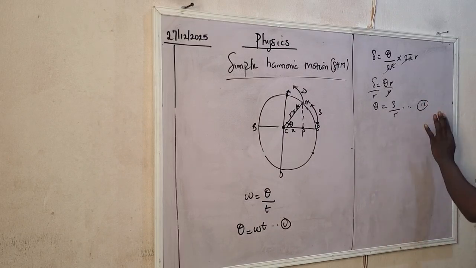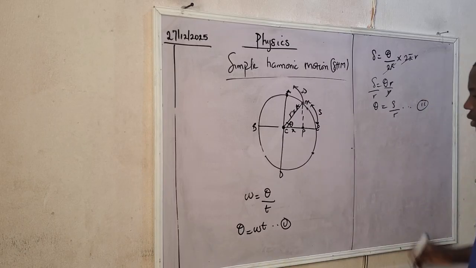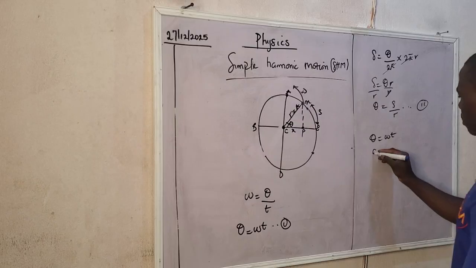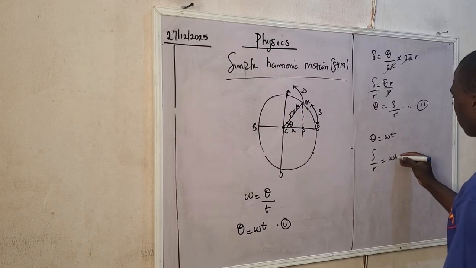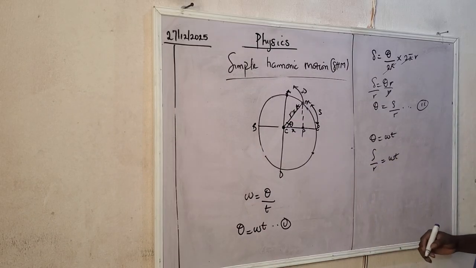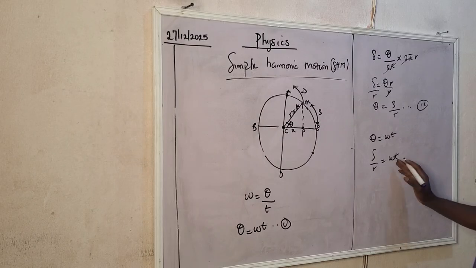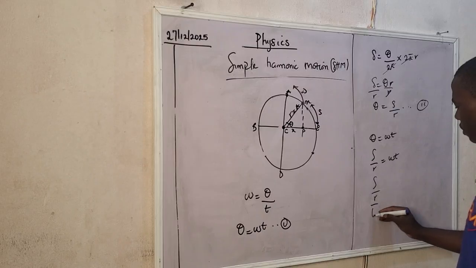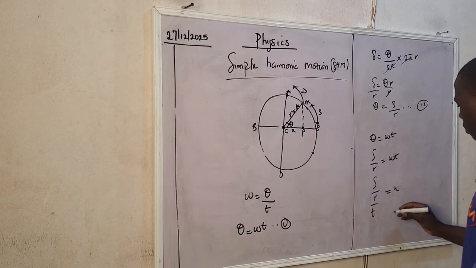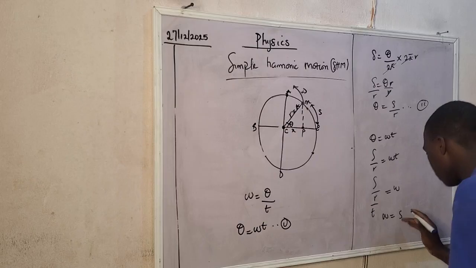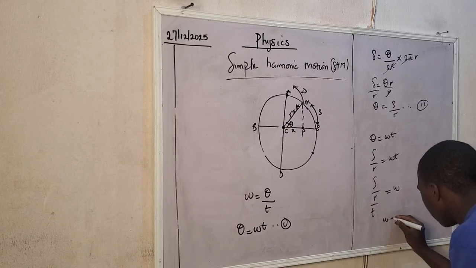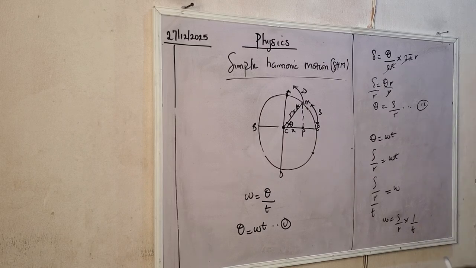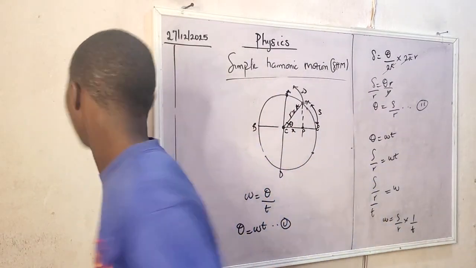Let's substitute equation 2 into equation 1. Theta equals wt, so substituting theta, we have S over r equals wt. Let's make angular velocity the subject by dividing both sides by t. So w equals S over r times 1 over t.